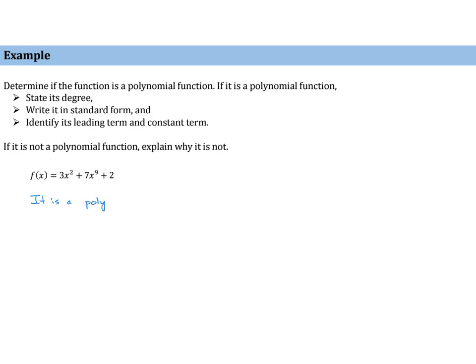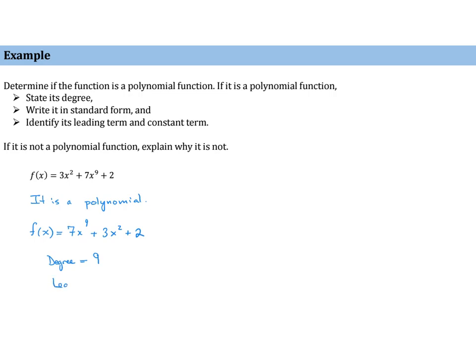Let's go ahead and write it in standard form. In this case it's just writing it in descending order. So 7x to the 9th plus 3x squared plus 2. And what we're looking at here are the exponents on our variables. Now, what's the degree? The degree is simply the highest exponent we see whenever it's written in standard form. So the degree is 9.